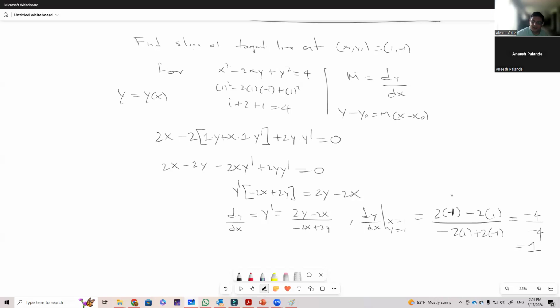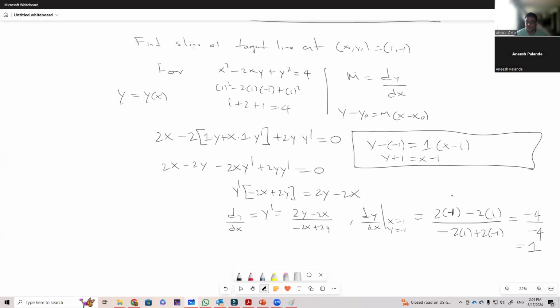And now we can replace the values to get the equation of the line. The equation of the line will be y minus minus 1 equals 1 times x minus 1. So y plus 1 equals x minus 1, which implies that y equals x minus 2. And that is the equation of the line tangent to this curve at this point. So that's one of the classical exercises of implicit differentiation.